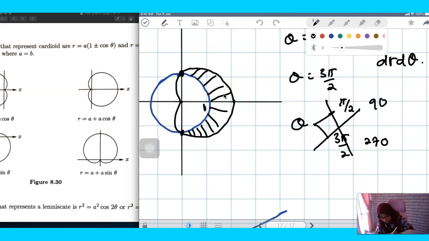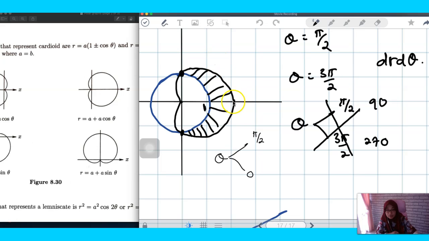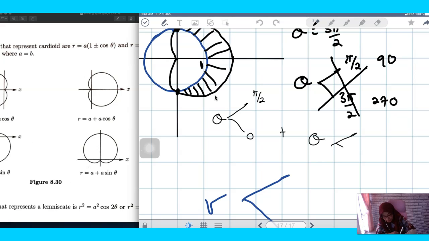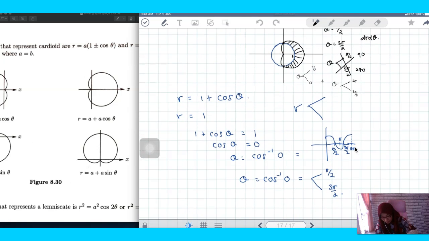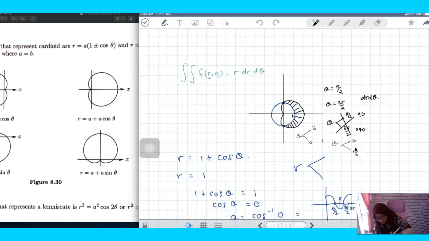So what you have to do is split the region. You have to deal with the first region, 0 to pi over 2, which is the first quadrant, and then plus another angle for 3 pi over 2 to 2 pi, which is the fourth quadrant. So you have to compute two different double integrals, where in the first your theta is 0 to pi over 2, and in the second your theta is 3 pi over 2 to 2 pi.